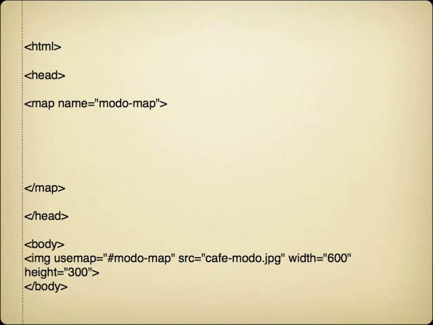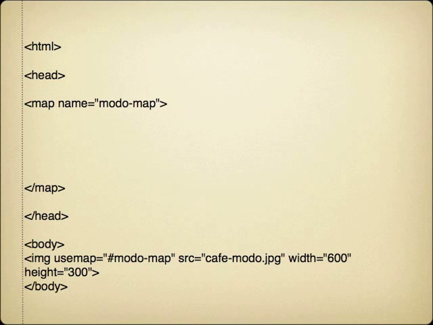Now the image itself will appear inside the body of the web page, and we use an image tag just like we would for any image. So we have image and then source cafemodo.jpg and a width and a height. But we also have in the image tag useMap equals, and inside in quotes, hash modomap. Now the name used here in the image tag and the name used in the map tag must be identical, except for that hash there.